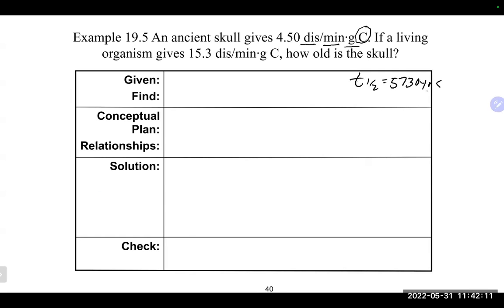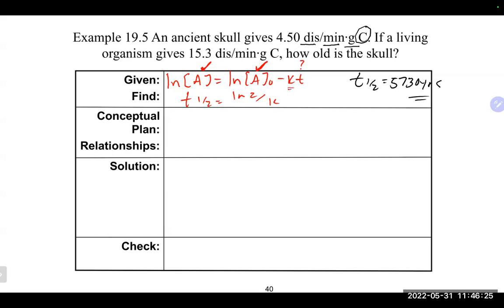We are looking for how old it is, I believe. So anything involving radioactive decay, always going to be first order kinetics. So you can really just lay out your equations here. In this particular case, we have an ancient skull that gives 4.5 disintegrations per minute, a living one, 15.3. Living would be our initial, and our ancient one, our dead thing there, would be our final. We are looking for how old it is, which is time.